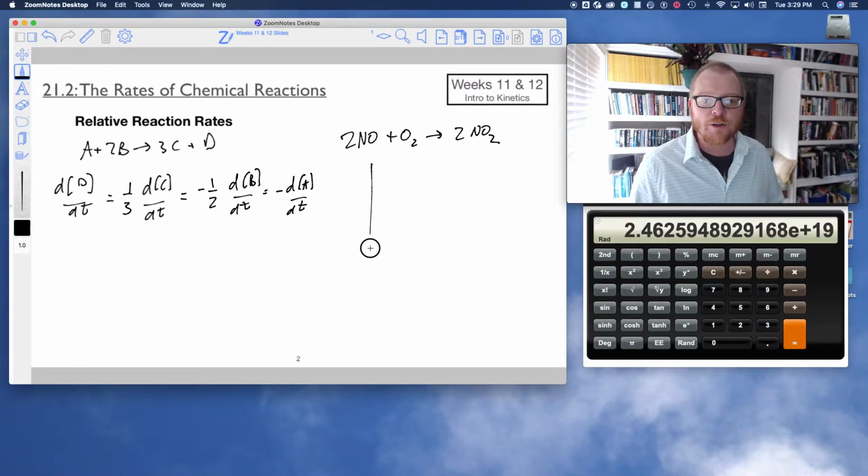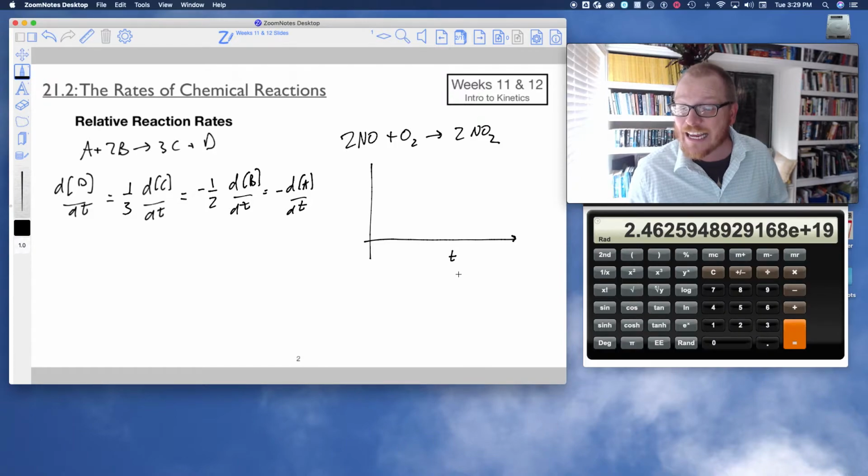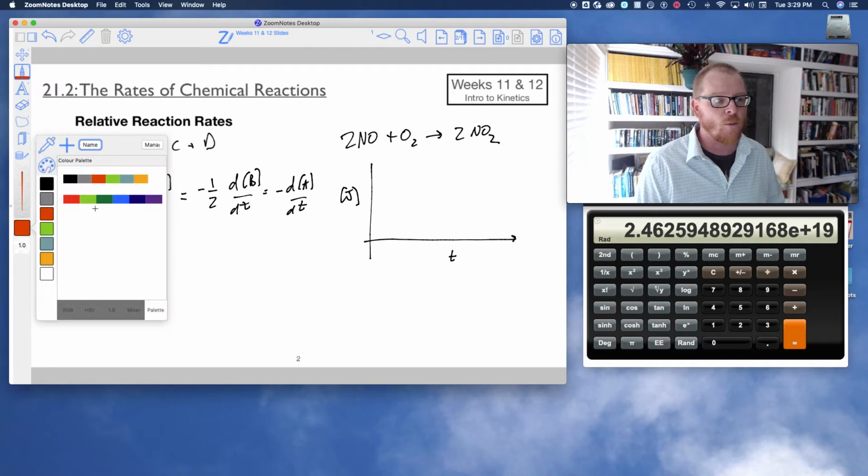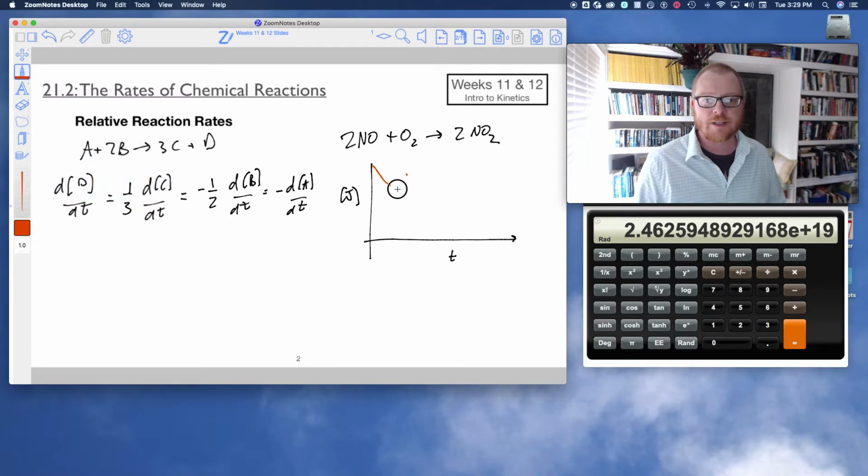If I were to look at a time profile, time versus concentration of this reaction, with lowercase t for time and uppercase T for temperature, because temperature is a state function, then I would see the following. I'm going to draw the rate of O2, so let's do that in one color so we can see it. So here is O2.